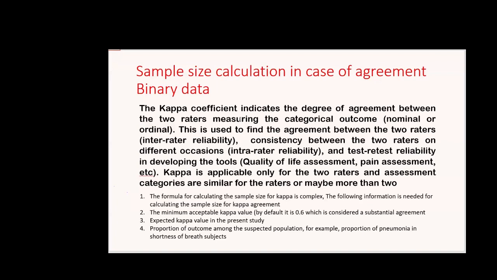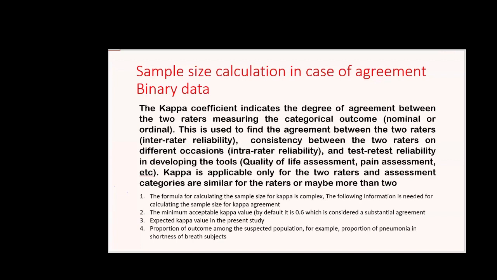The kappa coefficient indicates the degree of agreement between two raters measuring a categorical variable. This is used to find the agreement between the two raters, inter-rater reliability, consistency. It is the same scenario as the intra-class correlation, which we use for continuous variables; you can use kappa for categorical variables. But the condition is that it should be a square matrix, with the number of categories the same for the first group and the second group also.